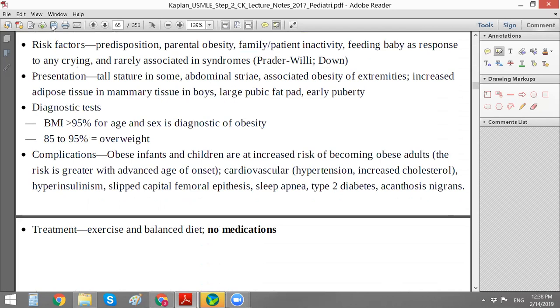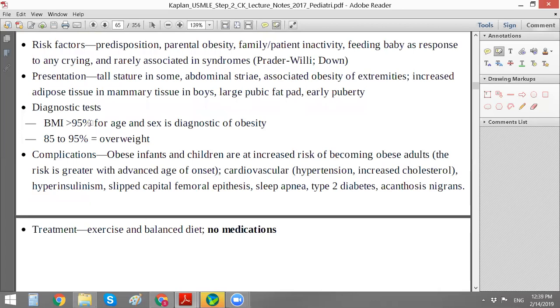Obesity. Risk factors and predisposition: parental obesity, family and patient inactivity, feeding the baby as a response to any crying, and rarely association with syndromes like Prader-Willi and Down syndrome. Presentation is short or tall stature in some, abdominal striae. Associated obesity of extremities, increased adipose tissue, involving a large pubic fat pad, early puberty.